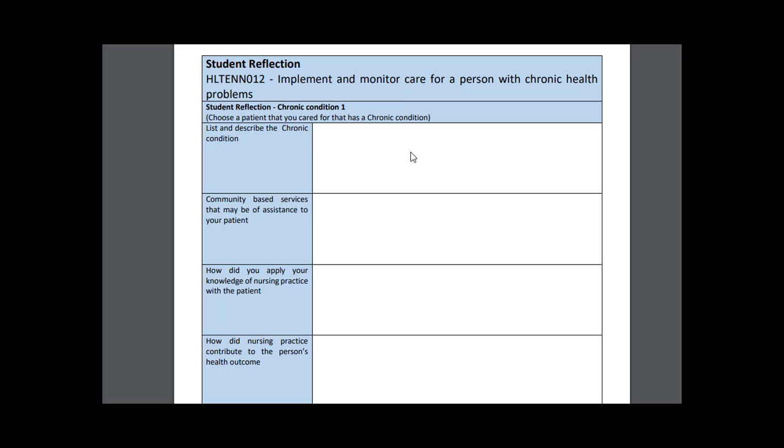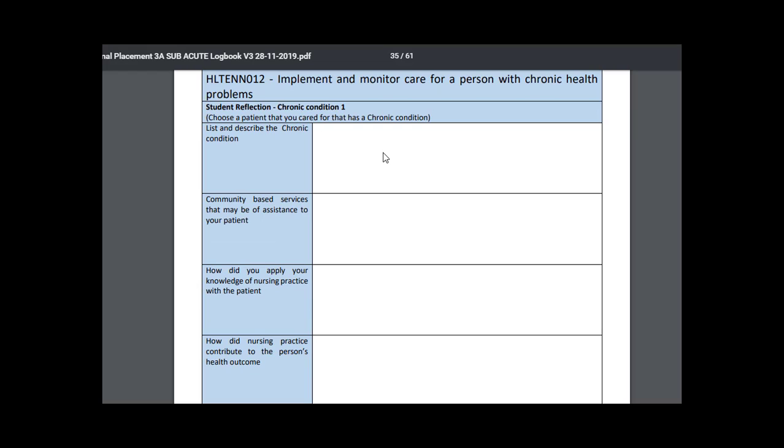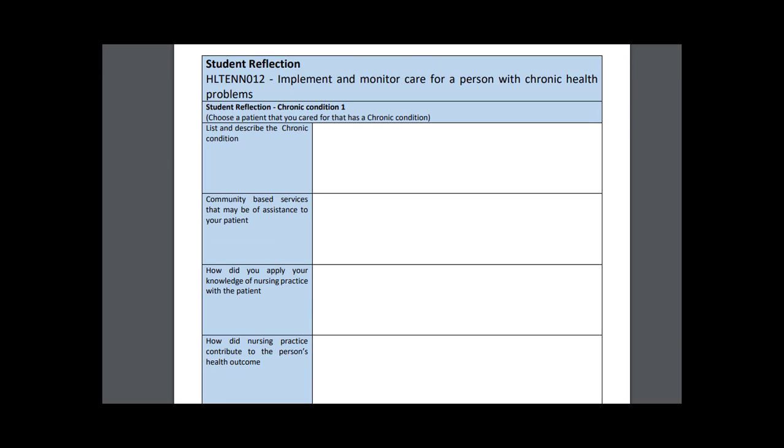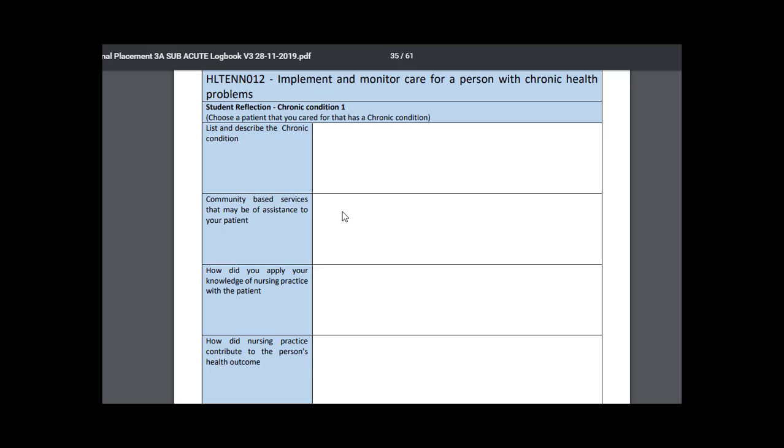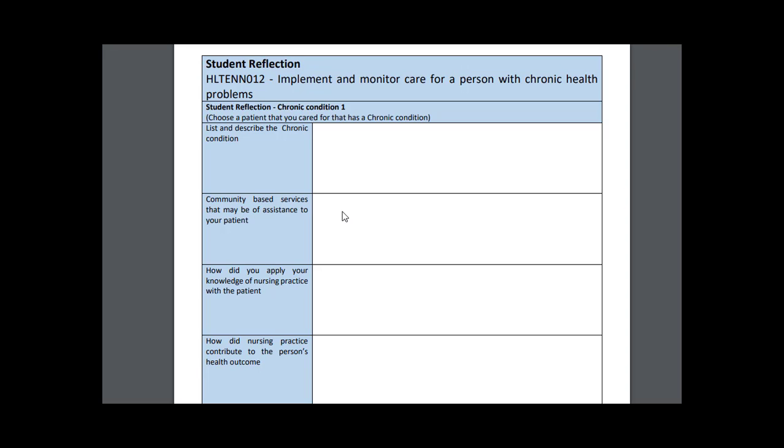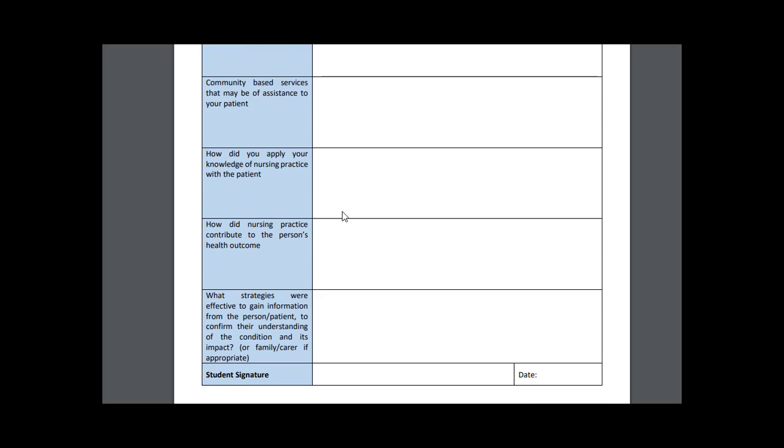So for the reflection, we want you to describe what that condition was, and then perhaps any services that that person may have required. So for example, they might have a history of heart disease and they require home help or cardiac rehabilitation, education, that sort of thing. And then thinking about the clinical needs of that person, so how you apply your nursing practices. So for example, if they're short of breath on exertion, those kinds of things, supporting the patient.